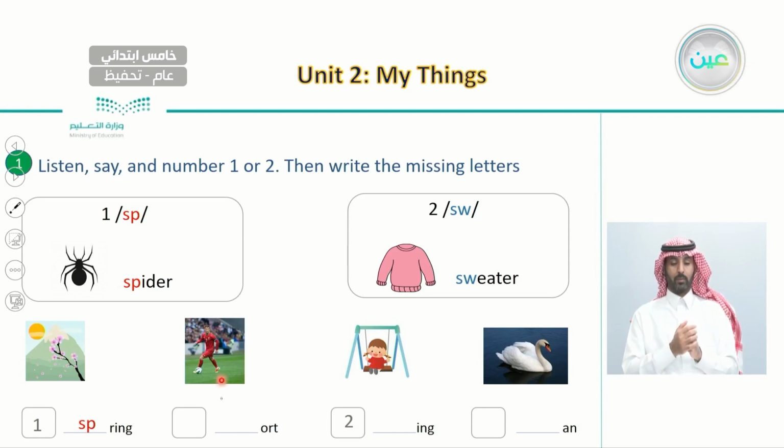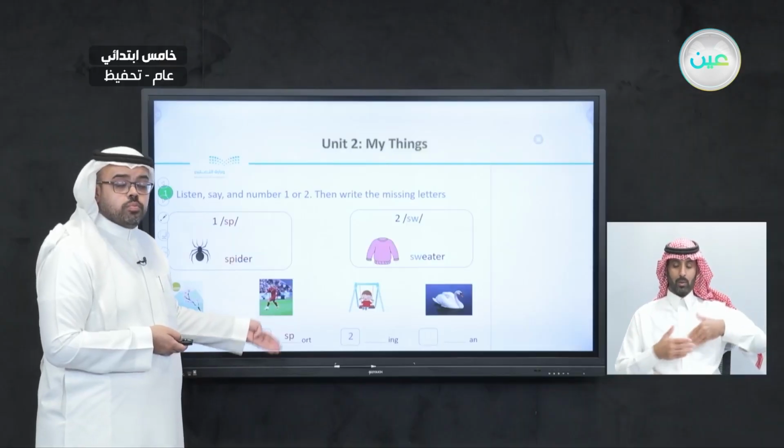Now let's listen to the second word and decide which sound it starts with. So the second word is sport. Sport. So which sound does the second word start with? With the first one, S and P. S and P, sport. So we have spring and sport.